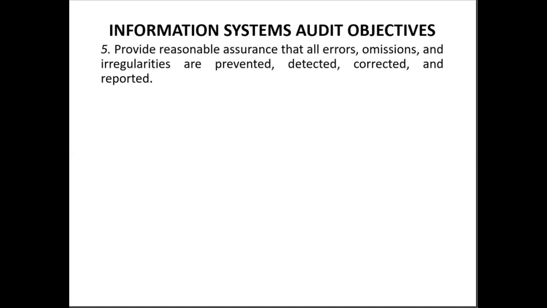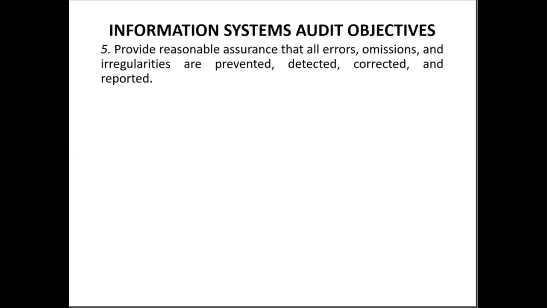is not able to be prevented by the internal controls instituted within the organization, then we should have controls which would likely detect them. And then the organization should be able to correct them if those controls are able to detect them. If the audit is able to detect that all these things are not happening, then the audit will have to report whatever controls that have been overridden within the organization.